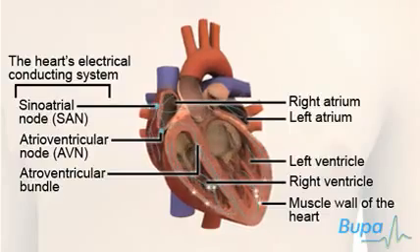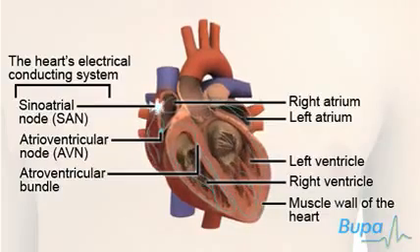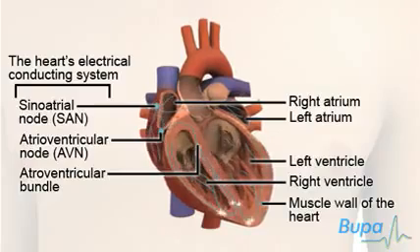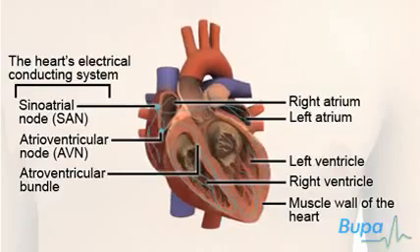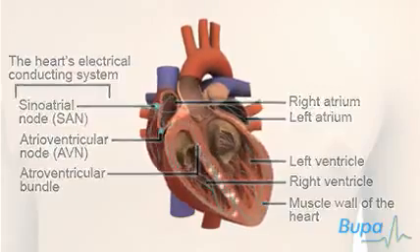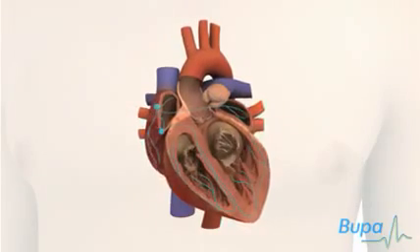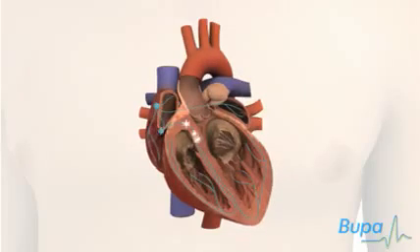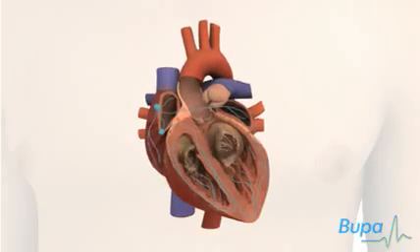The impulses reach the atrioventricular node, which is between the right atrium and ventricle, and pass onto the atrioventricular bundle, causing the ventricles to contract and send blood to the lungs and around the body. These electrical impulses spread across the heart muscle to ensure it contracts in the correct sequence.